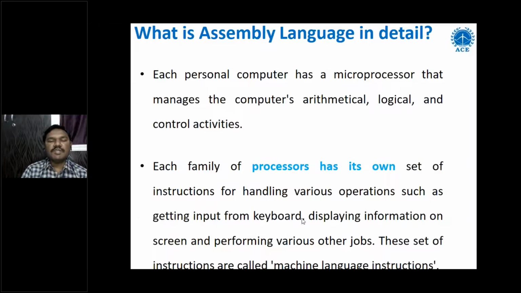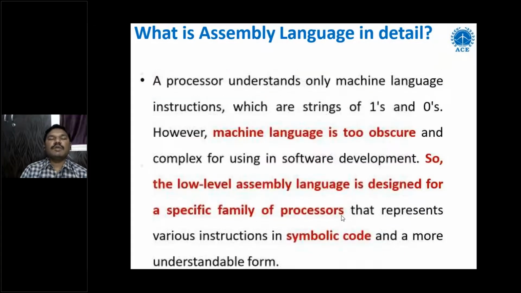For handling various operations such as getting input from the keyboard, displaying information on screen, and performing various other jobs, these sets of instructions are called machine level language. Right. So what is the drawback? The machine language is too obscure and complex for use in software development. As the number of applications or users increases, we have to write more instructions, and machine level language becomes too obscure, meaning it's not easy to remember. So then what is the solution? They went for a symbolic code, which is known as assembly level language code.